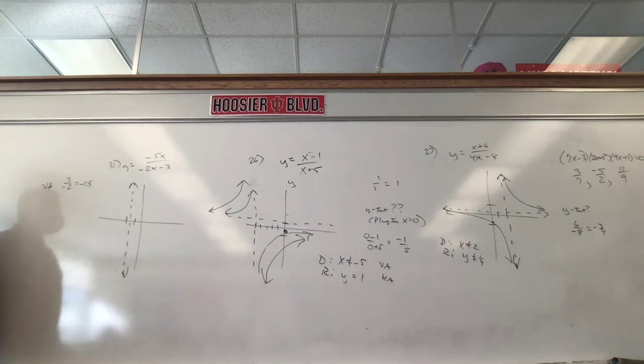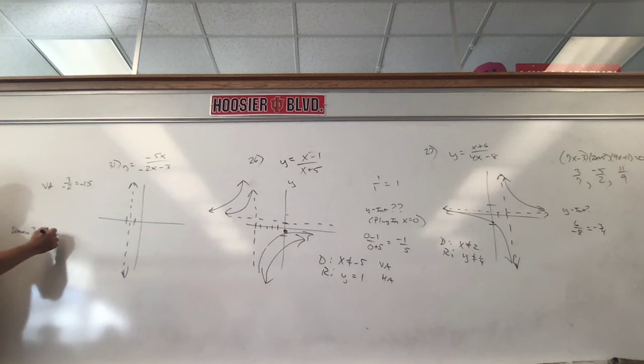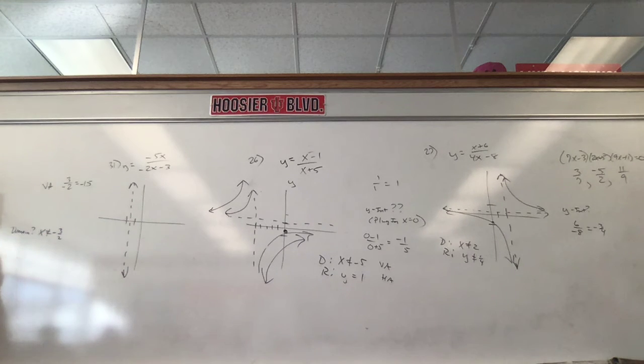So I'll tell you what, before I do the rest of this, what is my domain? Everything except for what? X can't be -1.5. I'm gonna leave it as -3/2. I don't know if the computer distinguishes between them or not, but I'm gonna say it can't be -3/2, okay?